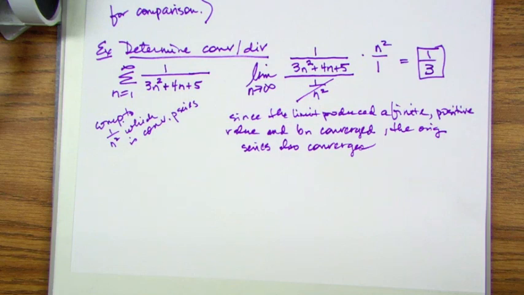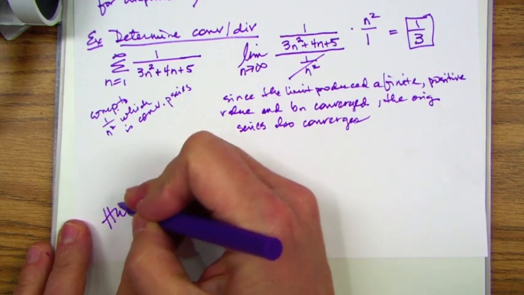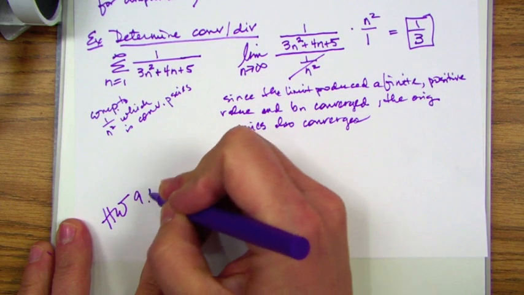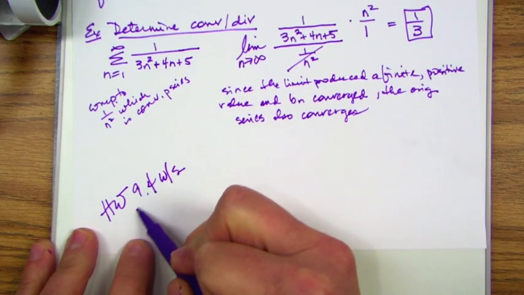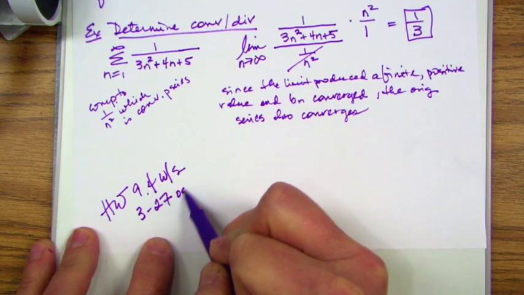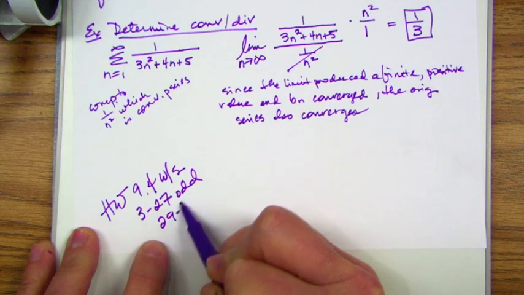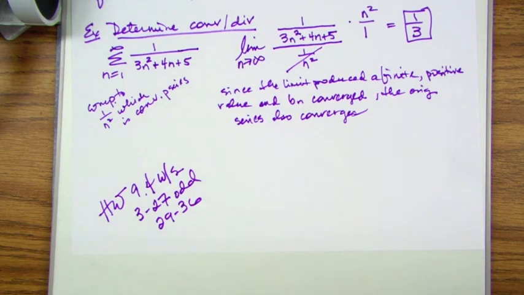Finite positive value. So I'm going to write down the homework, and I'm going to show you one more example. You don't have time to write it down. If you want to take a picture of it, you can. We're going to do 3 through 27 odd, and 29 through 36. And I'll hand you that worksheet.